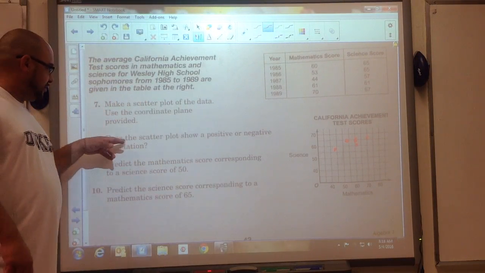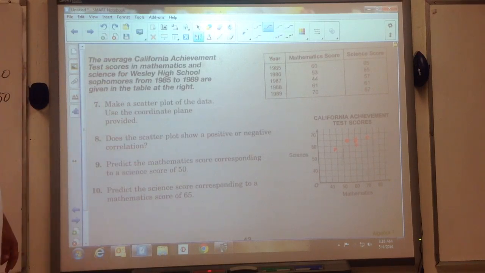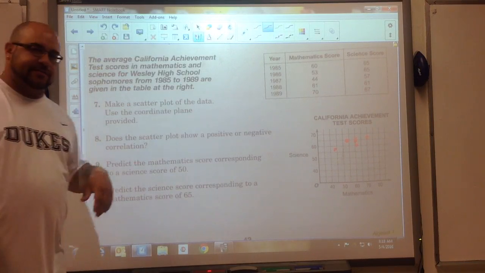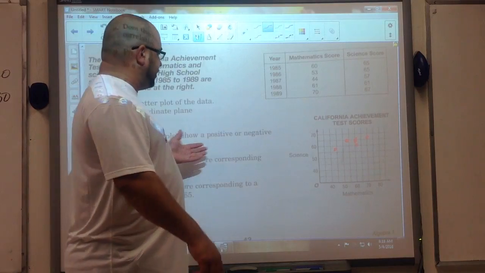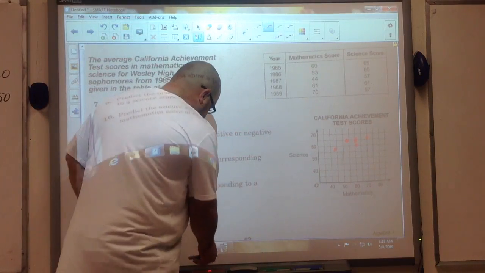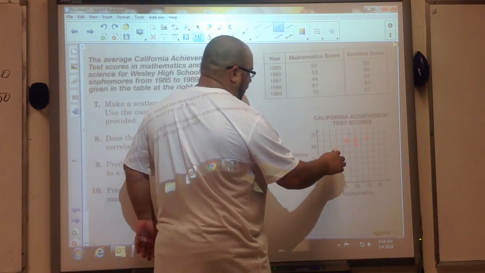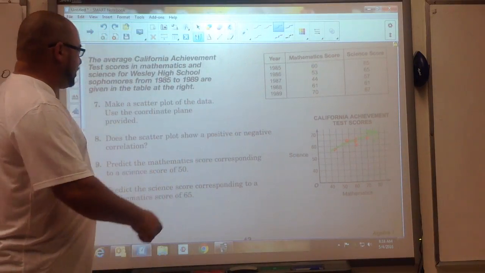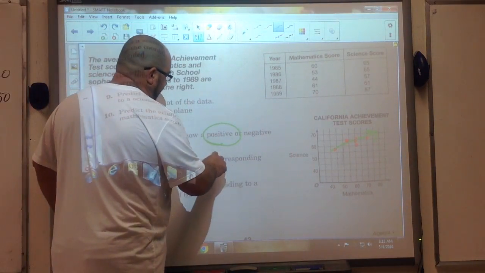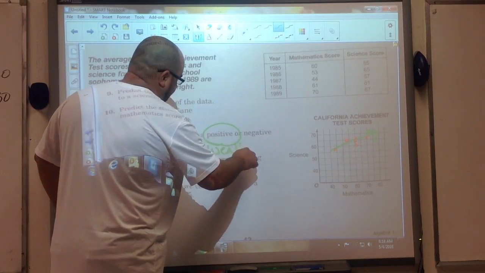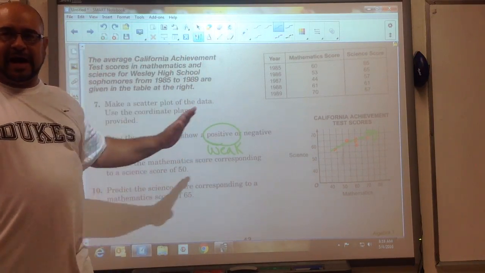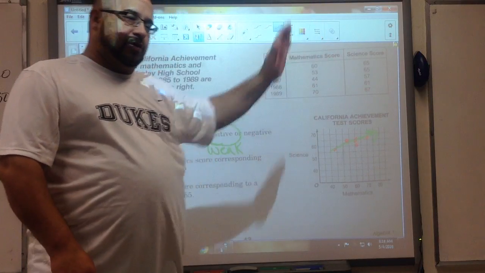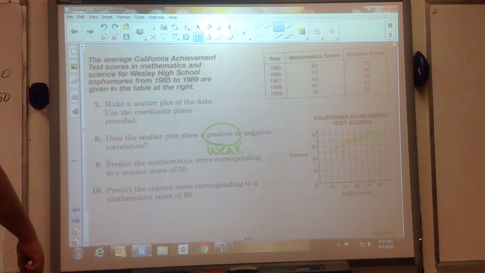Question number 8 says, does the scatter plot show a positive or negative correlation? Clearly it does not show a negative, but it shows what we call a weak positive correlation. So just make a note of that. It is positive, but it's weak. It doesn't rise up real high, it's not very steep going up, but it's a weak positive correlation.